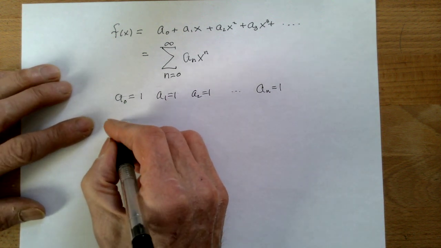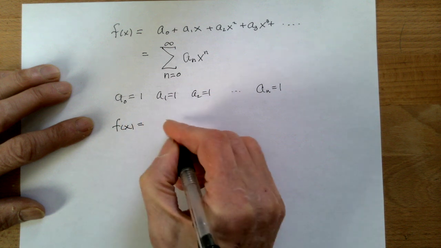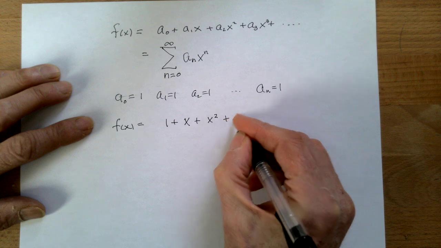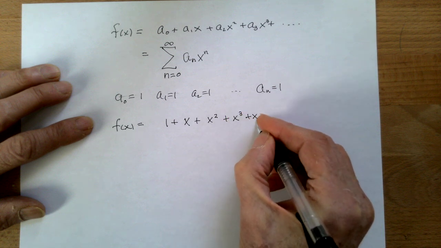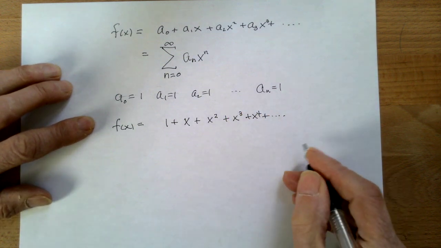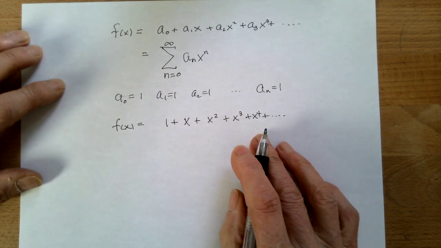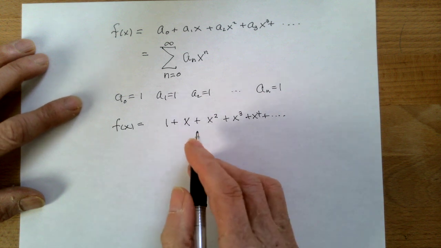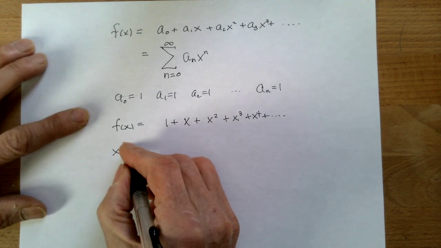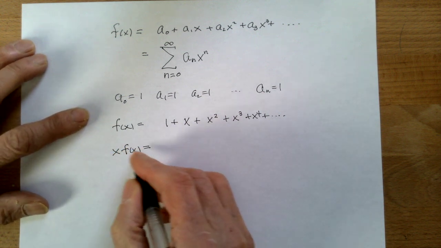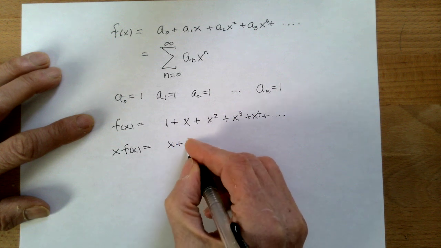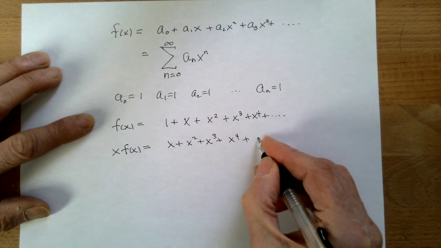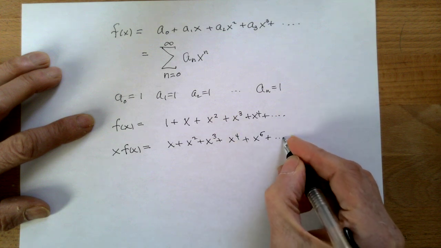And so we have f of x basically equals 1 plus x plus x squared plus x cubed plus x to the fourth plus dot, dot, dot. That is, all the a's are 1, and so all the coefficients of the powers of x are 1. Now what happens if we multiply this by x? We get x f of x is x plus x squared plus x cubed plus x to the fourth plus x to the fifth plus dot, dot, dot.